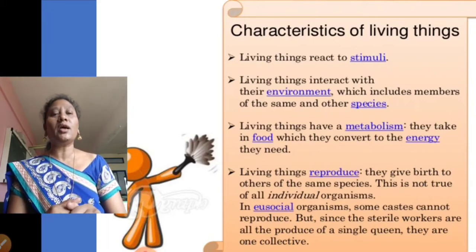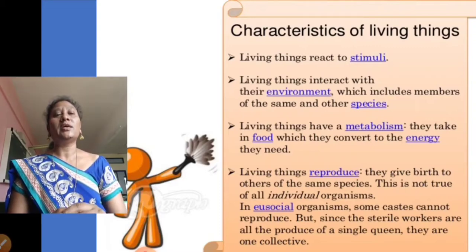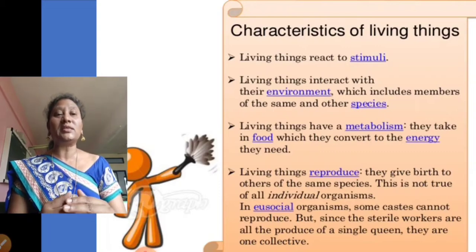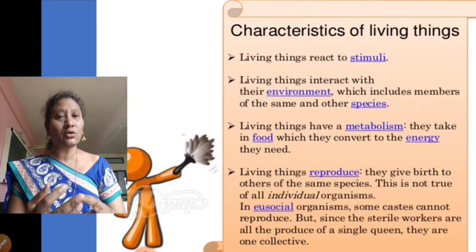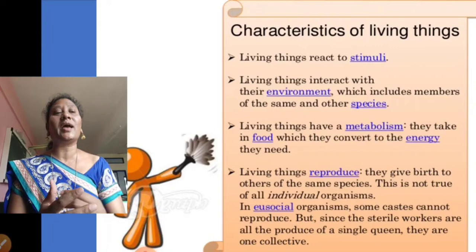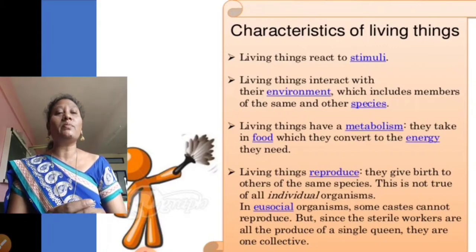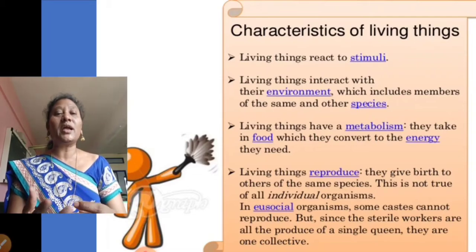What is a stimulus? If any action takes place on the body, that condition is called a stimulus. Living things always interact with their environment. We interact with the air, the water, the soil, with everything. So living things have the capacity to interact with the environment, which includes members of the same and other species too. We don't interact only man to man.